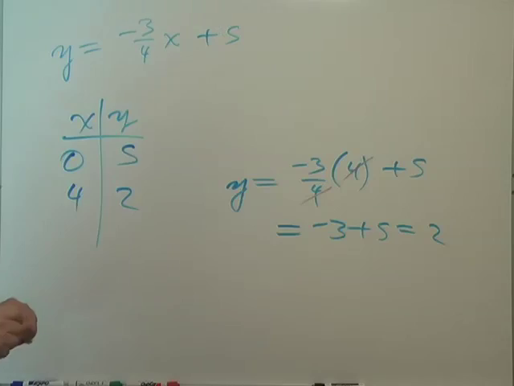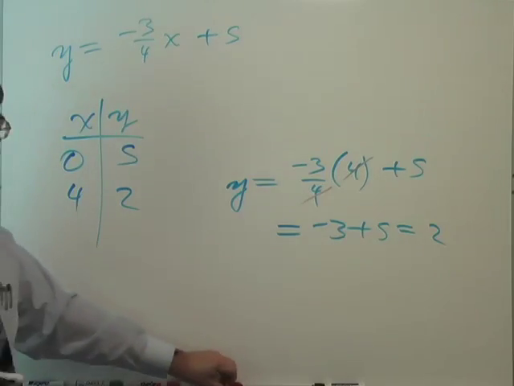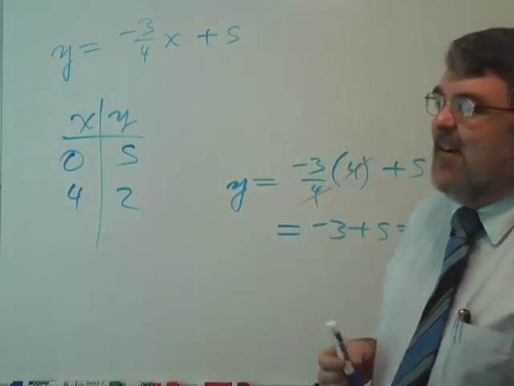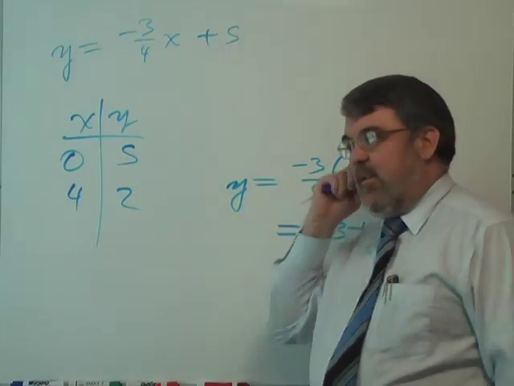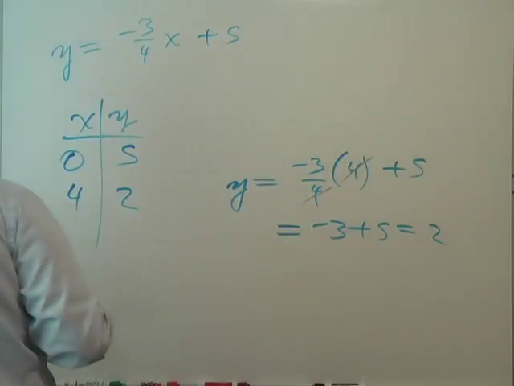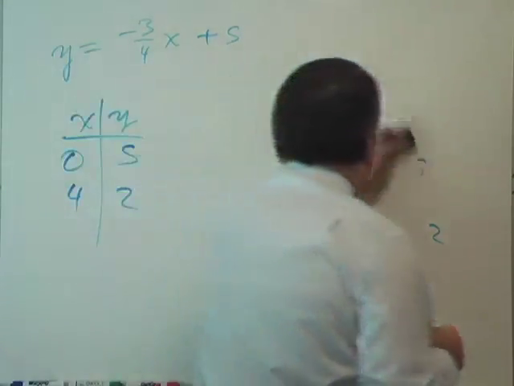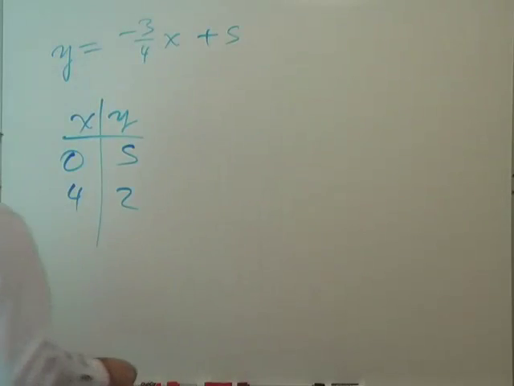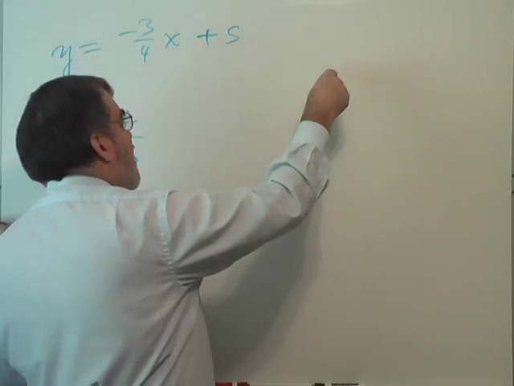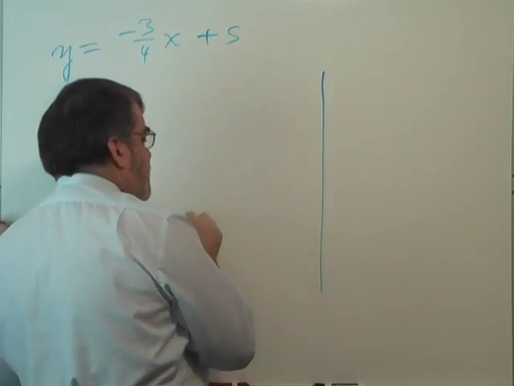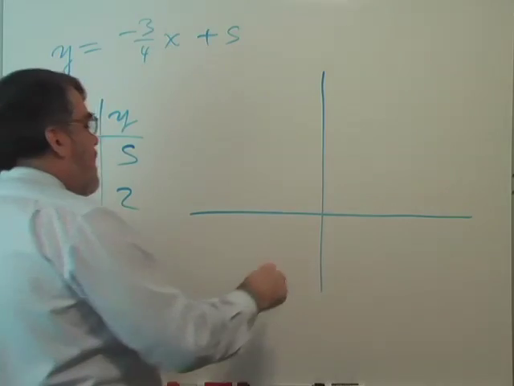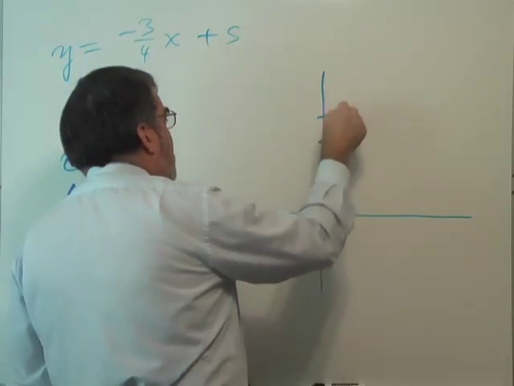There we go. So I got my 2 points, and if you want to do a third point, I would never discourage you from doing that. If you're very confident of your calculations, then 2 is all you need to draw a line. So let's draw this line. This gives me an idea of my scale and how big the graph will be. So I go out to 5. 1, 2, 3, 4, 5.